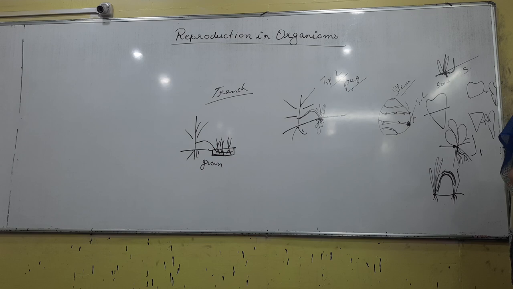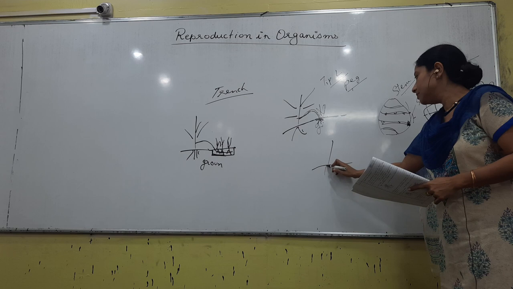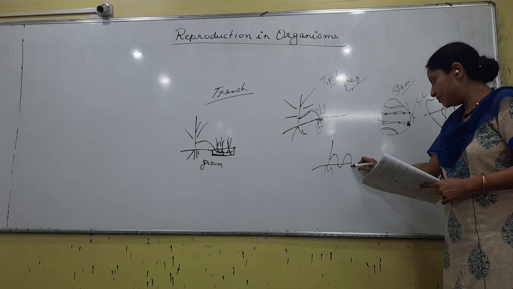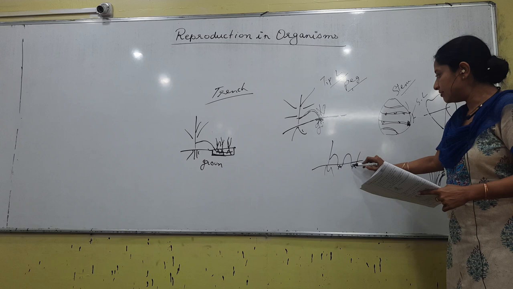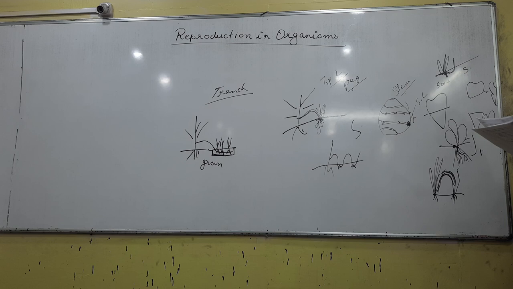Next we have serpentine layering. Again it's the same thing, just go into the diagram. Take the branch, what you do, peg it down, a very long stem, bend it. Again this part, again you have made a fold, again you have done. Since you have developed it in the form of an S, this is what is called serpentine, right? How you go for the process?